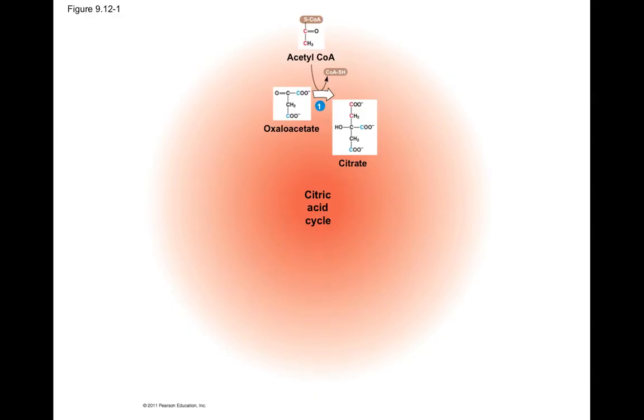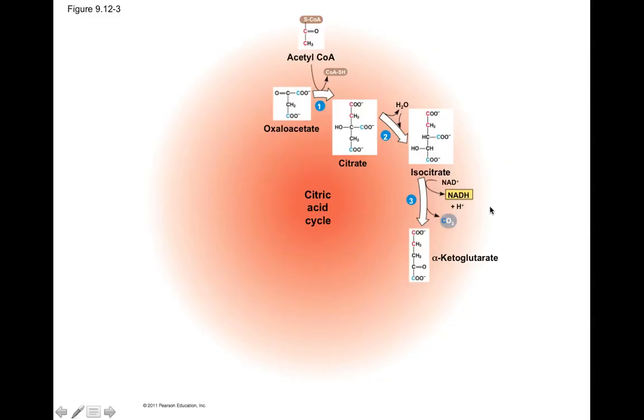Now, citrate is the name of the ion. Citric acid would be this same molecule if it had protons associated with all of these carboxyl groups. So that's why we call it the citric acid cycle. So oxaloacetate forms citrate with the addition of these other carbons. Water gets removed and added on in another part of the molecule to form an isomer of citrate called isocitrate.